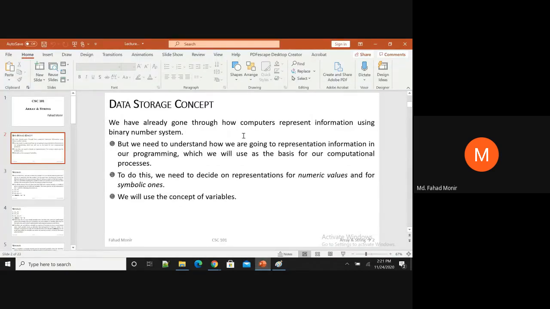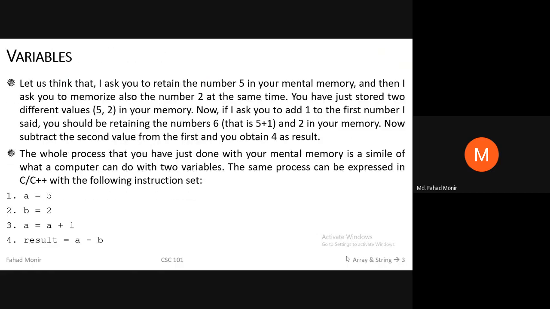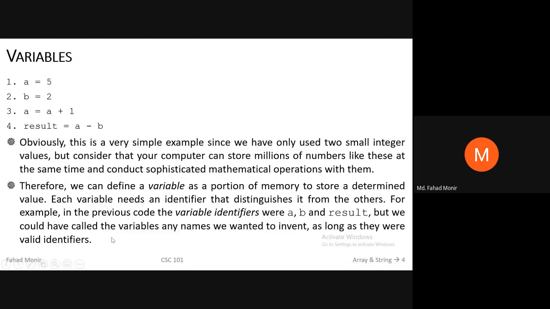We have already gone through how the computer represents the information using the binary number system, but we need to understand how we are going to represent the information in programming when we use the basics of our computational process. Just read these slides by yourself. Now we already know how to declare a variable, and how to save the data in a variable, right? And when we are adding the variable values, it will be saved in the left hand side, for example, result equal to a minus b, right?